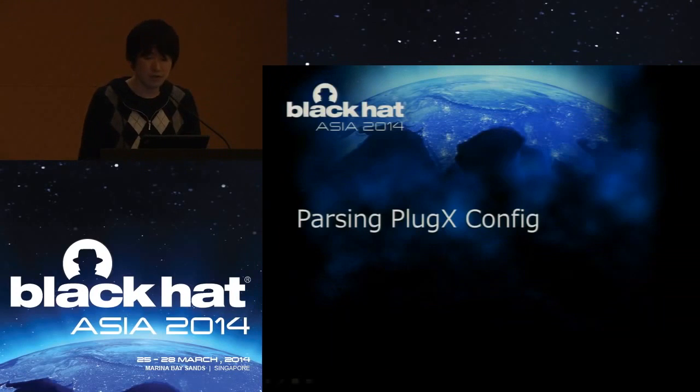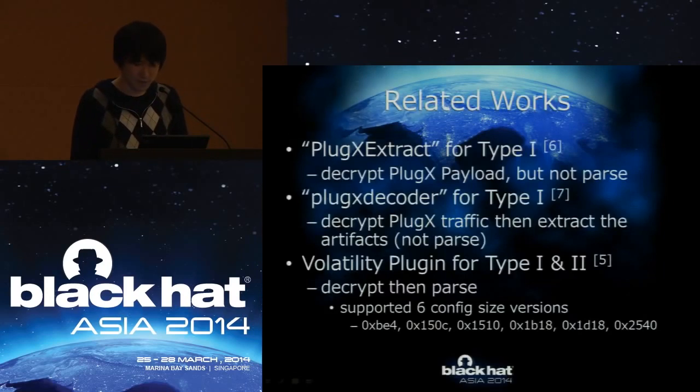We already described that PlugX is separated into 3 types according to the features. Now we explain how to parse the config of each PlugX type. There are some related works about extracting PlugX encrypted artifacts. For example, PlugX extract decrypts the PlugX payload, but does not parse configs. PlugX decoder also does not parse configs, and the Volatility plugin decrypts then parses type 1 configs, and 6 config size versions are supported.